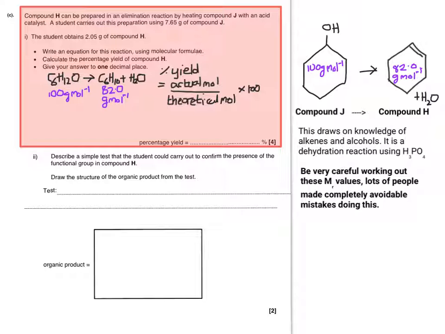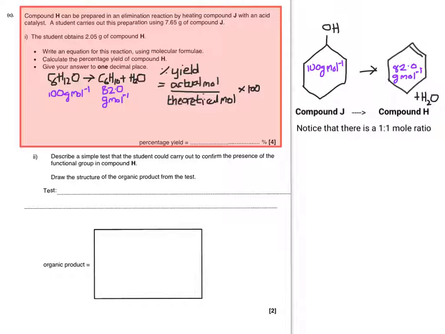So a little word of warning. I've actually marked quite a few scripts before I did this video clip, so I can maybe put in a few sort of nuggets as I go along. I noticed that lots of people were making completely avoidable mistakes. So there's no excuses really for getting an MR wrong. All you do is count up the number of each element, and you've got a periodic table you can refer to. So there's no reason to get 100 grams or 82 grams wrong.